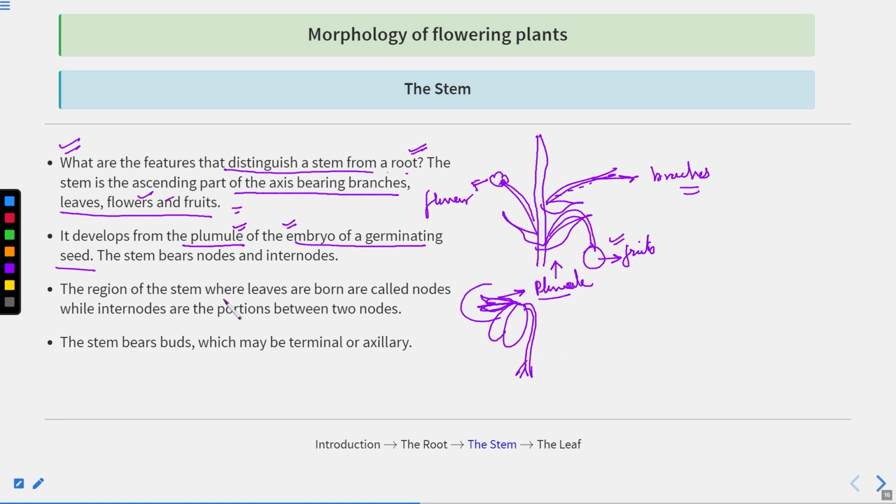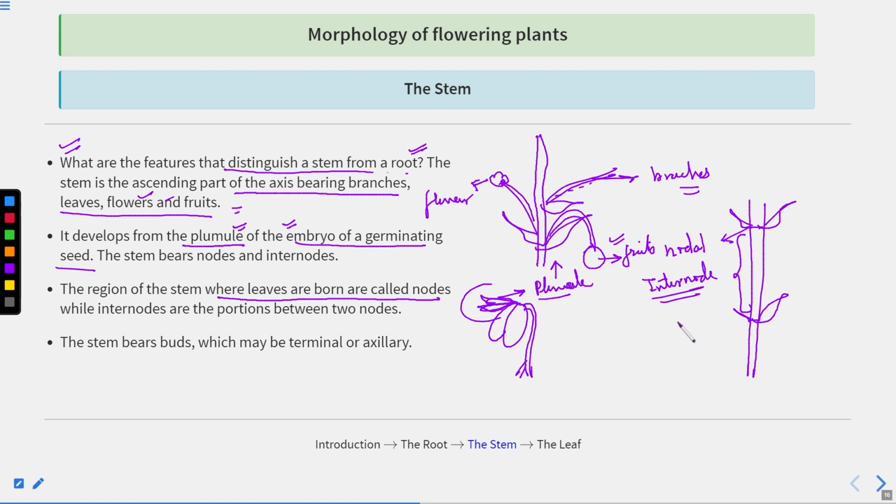The region of the stem where the leaves are borne is called a node. So wherever you see, this is the stem, at some region you can see the leaves are attached like this. So this is the nodal region. And in between these two nodes, there is an internode. The stem bears buds which may be terminal or axillary. So two types of buds can be there. At the terminal point, at the tip point, that is called the terminal bud.